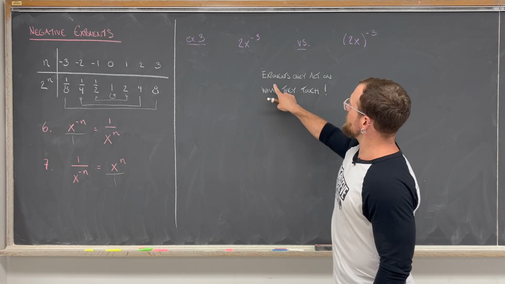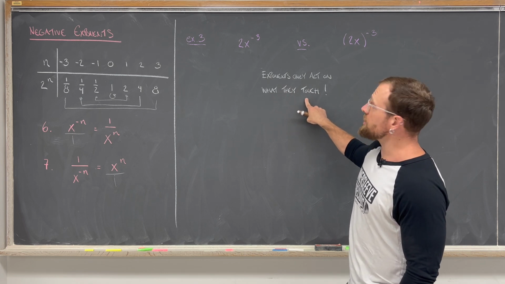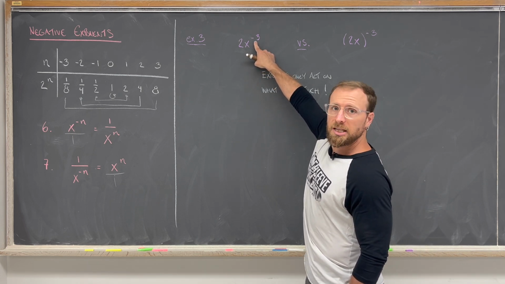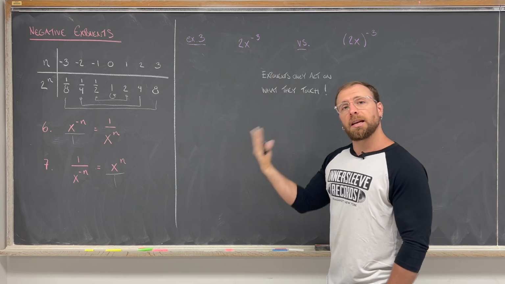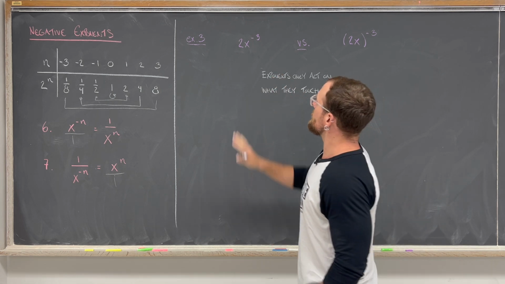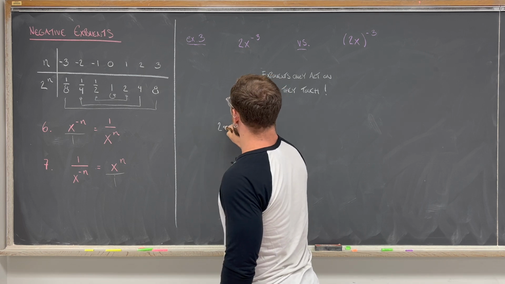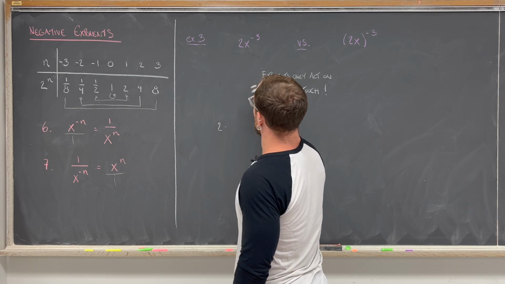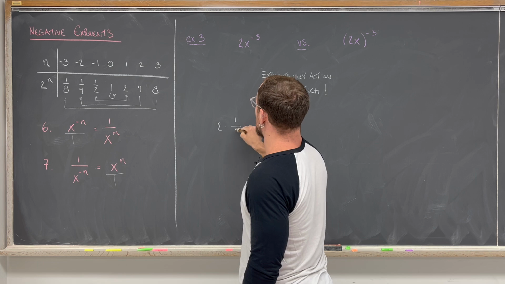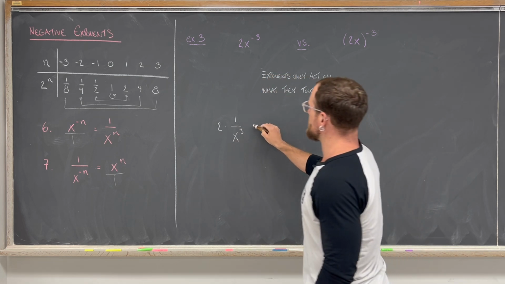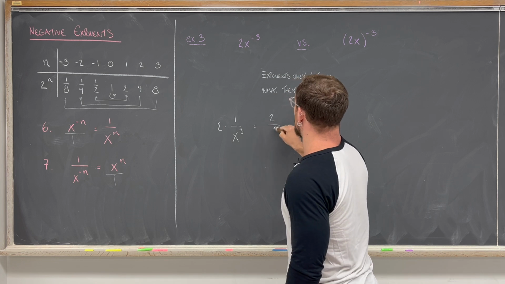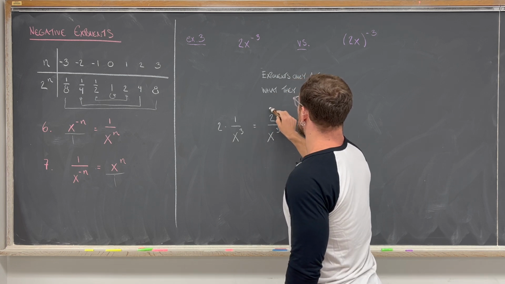Here, as you see, exponents only act on what they touch. So that negative 3 exponent is only touching the x. So the x is being raised to the negative 3rd power. The 2 is not. So this thing on the left is a 2 times x to the negative 3rd, which is a 1 over x to the positive 3rd. And if you want to write that as a single fraction, you certainly can. That's 2 over x cubed.